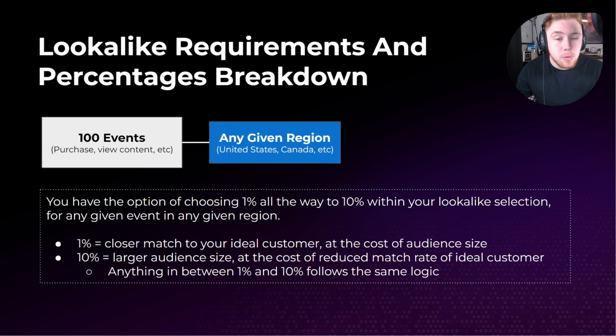I'm going to give you the plan that I would do if I were forced with a gun to my head to use lookalikes, okay? So you need 100 events in any given region. That could be the United States, the United Kingdom, or Canada. And there's a percent match between 1% and 10%. The larger the audience size, which is 10%, so it's 10% of the qualified users versus 1% of the qualified users, is a larger audience size, but it has a reduced match rate of the ideal customer. 1% has the closest match rate to your ideal customer, but at the cost of audience size, right?